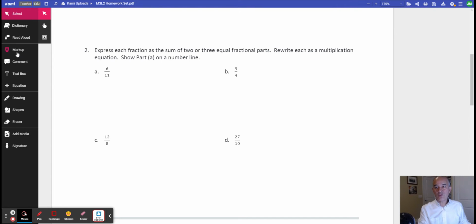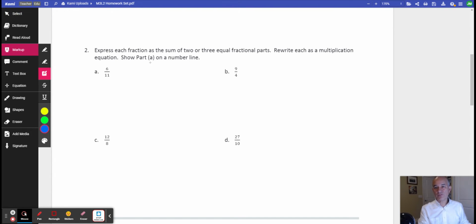I'm going to show you how to break down a fraction into different parts. And for that, we need to read the directions first. So here we go. Express each fraction as the sum, and remember, sum means addition, of two or three equal fractional parts. Then it's telling us to rewrite each as a multiplication equation on a number line.